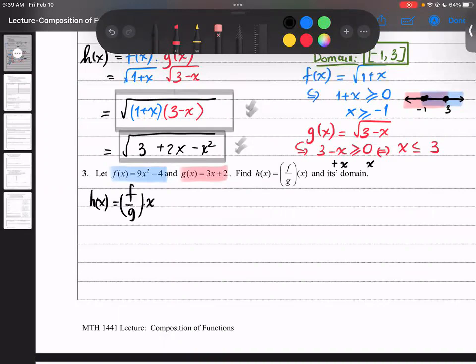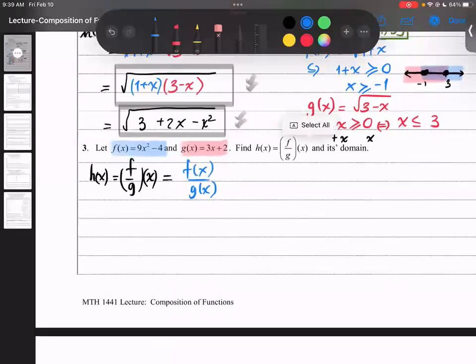If I were you, I would rewrite it as f of x divided by g of x. f of x is 9x squared minus 4, and g of x is 3x plus 2. Am I done or can I do more? I can do more. 9x squared, I can rewrite it as what?